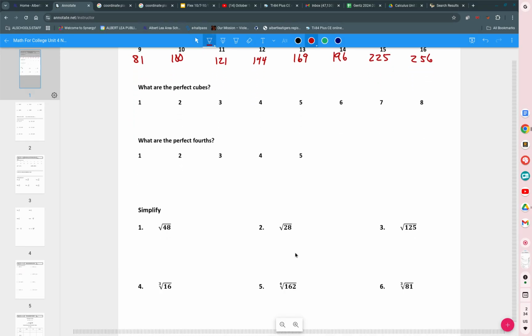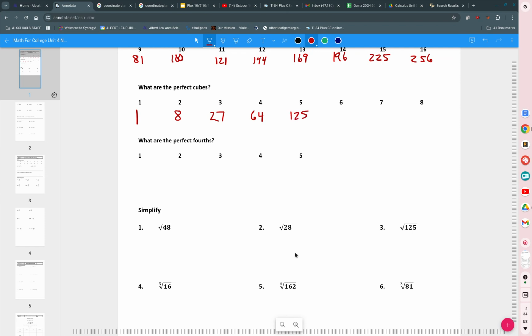Perfect cubes: 1 times 1 times 1 is 1. 2 times 2 times 2 is 8, so 8 is a perfect cube. 3 times 3 times 3. 4 times 4 times 4. 5 times 5 is 25, times 5 more is 125.